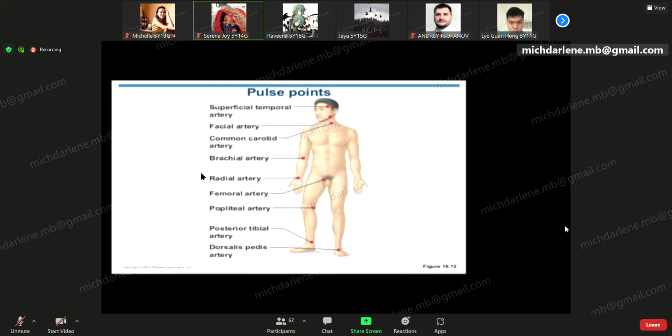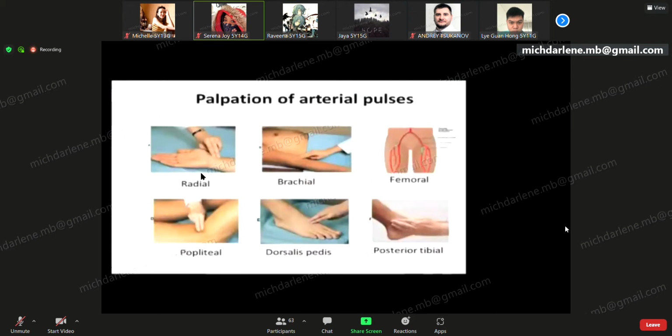So, you need to remember the points of pulse. On these slides you see the main points, but usually we use the points where we check the pulse in the extremities, in the upper extremity and the lower extremity. They are radial, brachial, femoral, popliteal, dorsalis pedis, and posterior tibial.